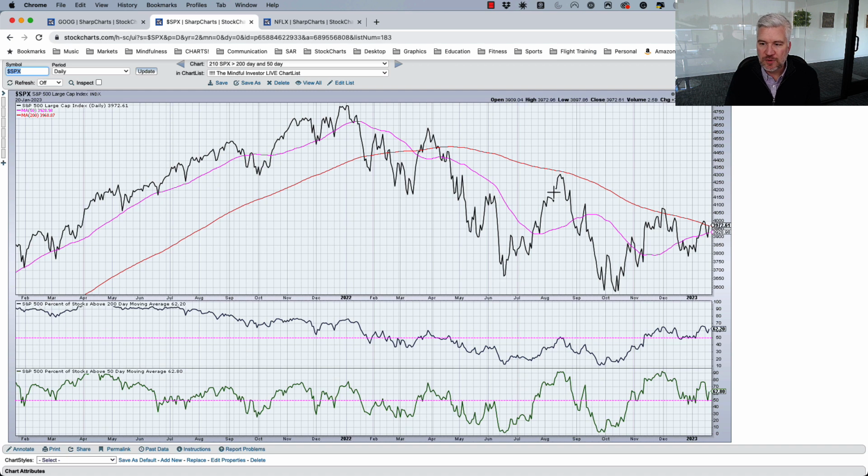Look at the rally off the June low and how we got up to around 90% of stocks above their 50-day, but most stocks remain below their 200-day moving average, just like the S&P did. Look at how that's different in October through December when you saw the S&P testing its 200-day, but over half of the S&P now above their 200-day.